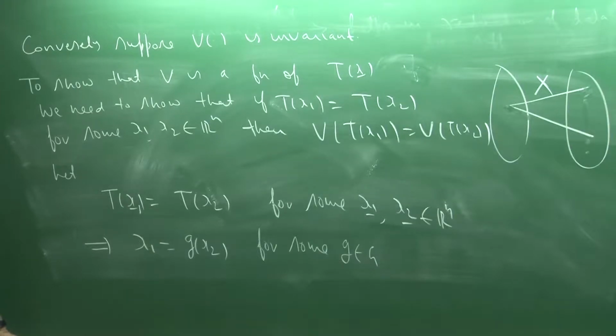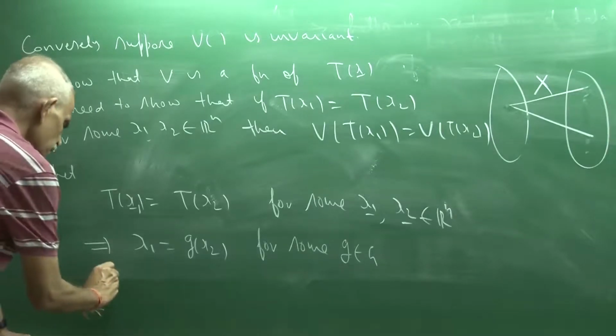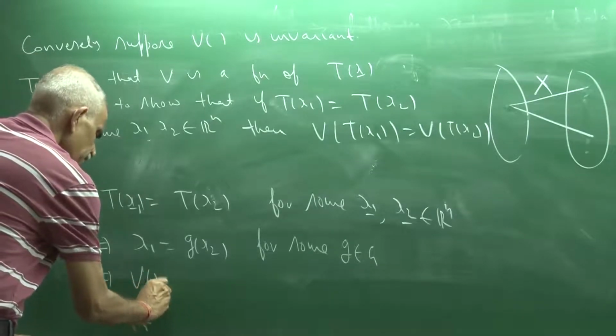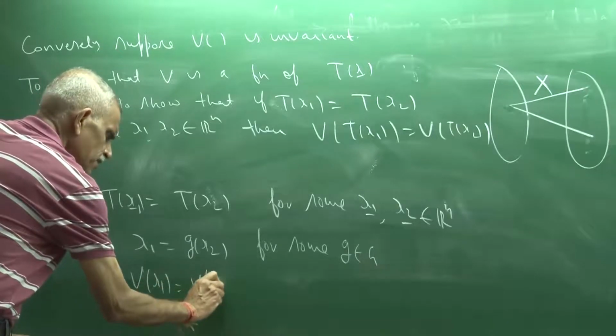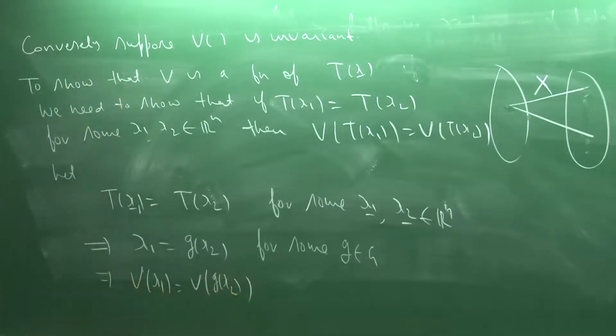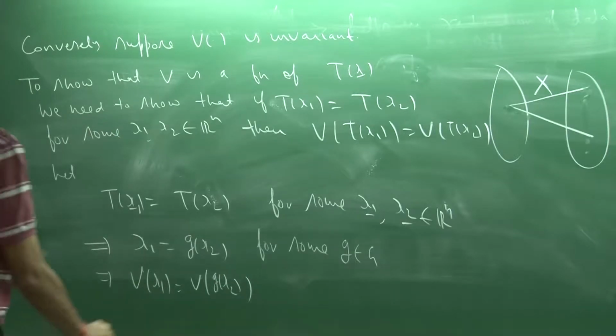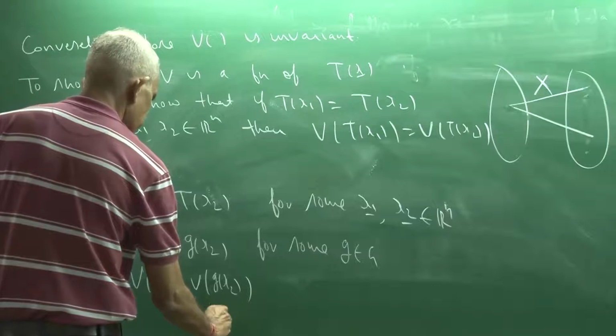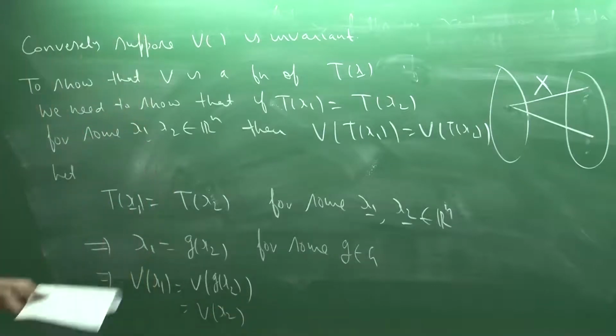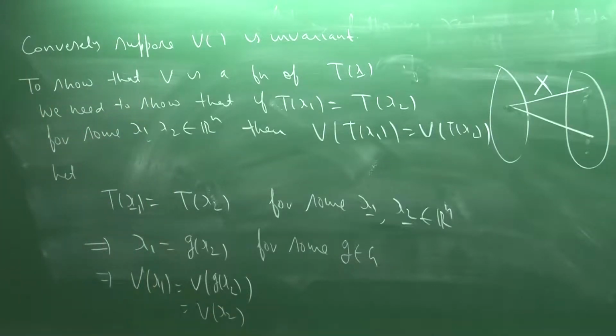But if x1 is the same as g of x2 and v is a function, this implies that v of x1 is the same as v of g x2. But v is invariant, so v of g x2 is the same as v of x2. And that is what you are required to prove.